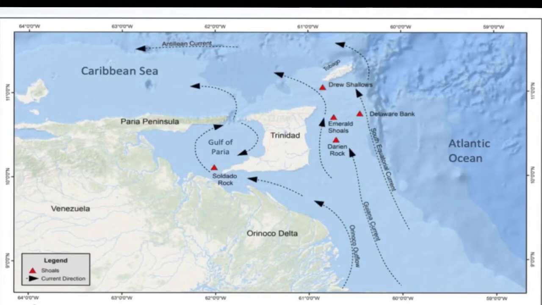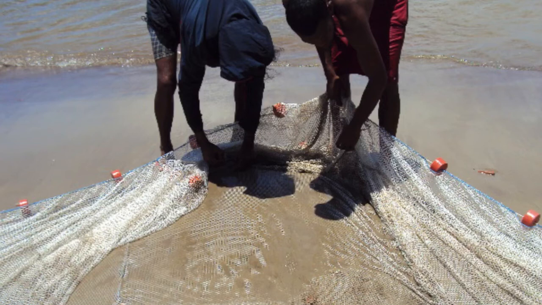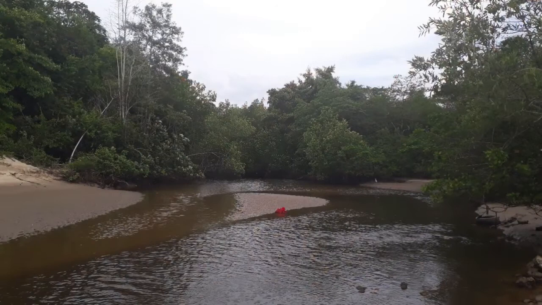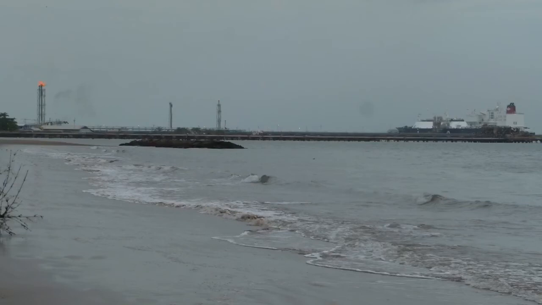Several communities along the southwestern coastline depend on the Gulf of Paria for their livelihoods from socio-economic activities such as fishing, crab catching, and oyster catching. During the recent years, there has been an increase in the frequency of oil spill incidences in the Gulf of Paria that may have originated from onshore and/or offshore oil and gas activities.